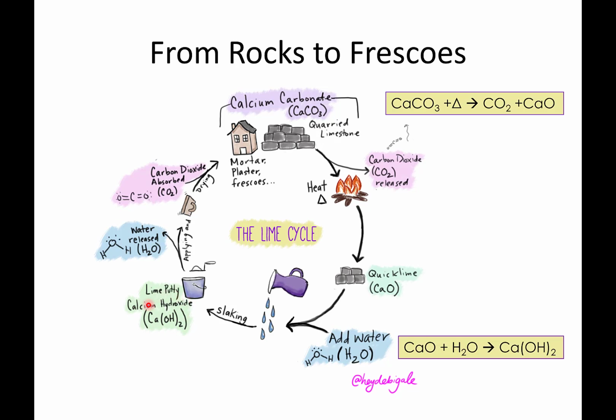And what a painter would do is apply this slaked lime onto a surface and then paint with pigments directly onto the wet lime putty or plaster. You can think of it like a plaster. And then what would take place is as the fresco dried, water is released and then carbon dioxide from the atmosphere is absorbed and calcium carbonate is again formed, but now the pigment is incorporated.